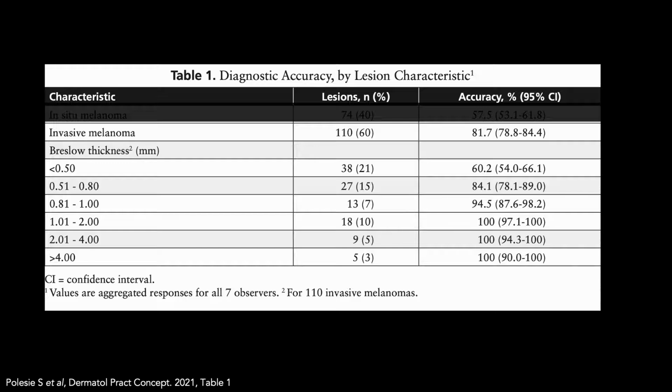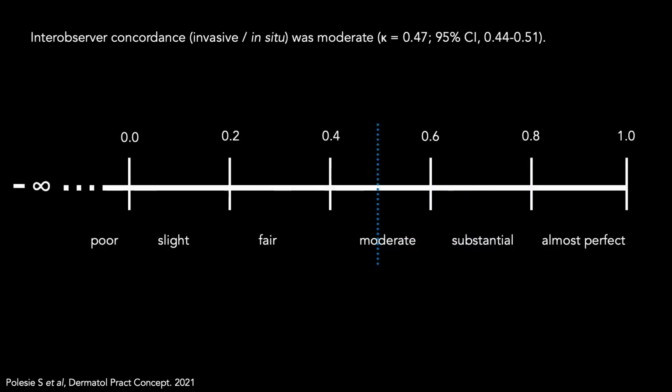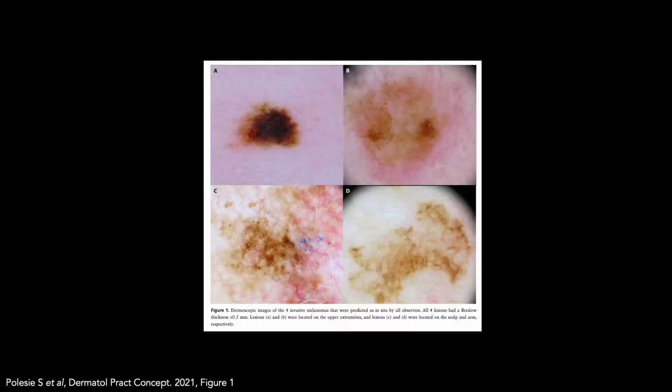Interestingly, all invasive melanomas with a Breslow thickness of more than 1.0 millimeter were correctly classified by all dermatologists as invasive melanomas. The interobserver agreement in classifying lesions as invasive or in situ among the 7 dermatologists was moderate, with a kappa value of 0.47. Some lesions were more challenging than others.